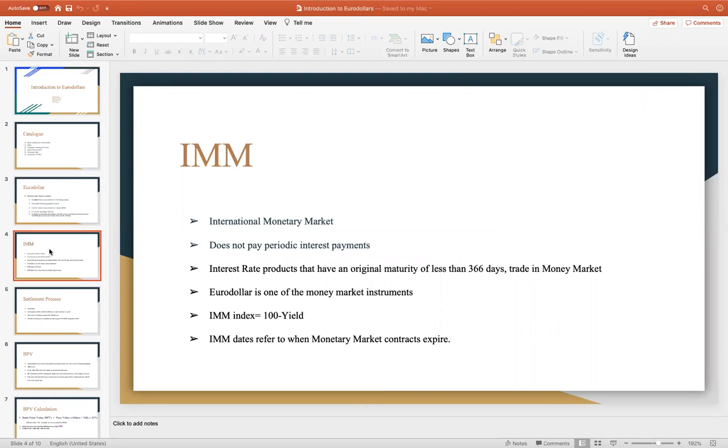The next topic is IMM, which refers to International Monetary Market. Eurodollar is one of the monetary market instruments which does not pay periodic interest payments and has a maturity of less than 366 days. The IMM index is calculated as 100 minus the yield rate.